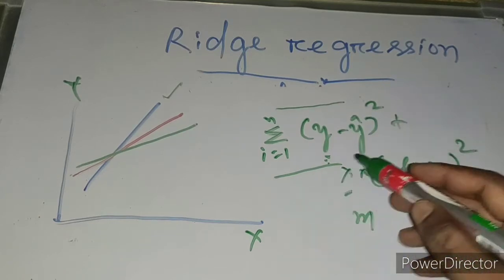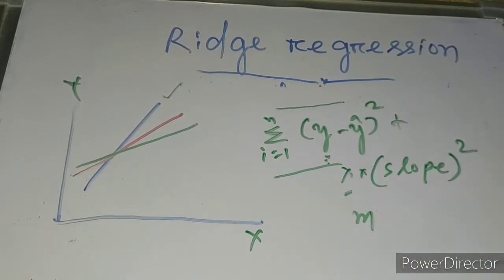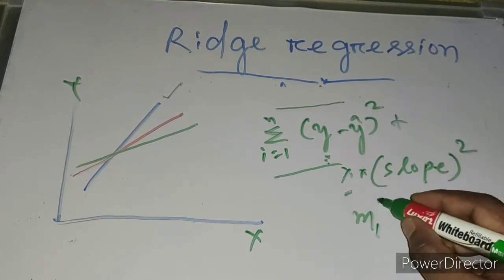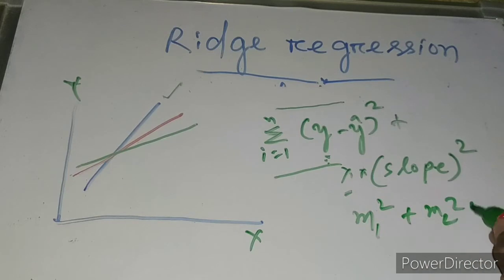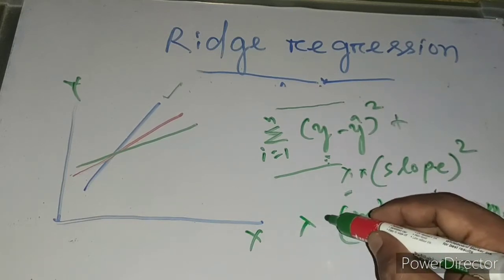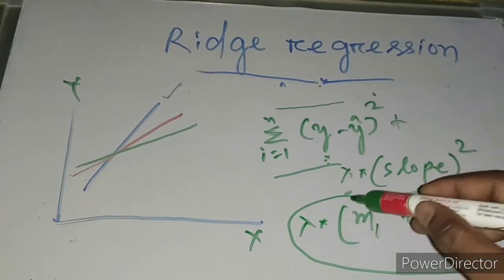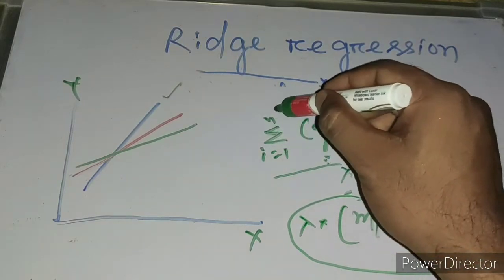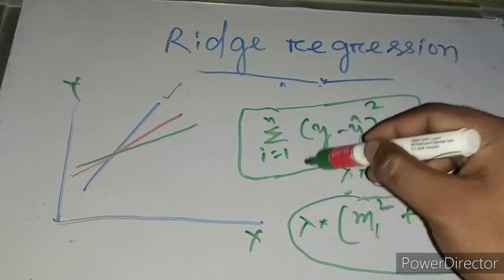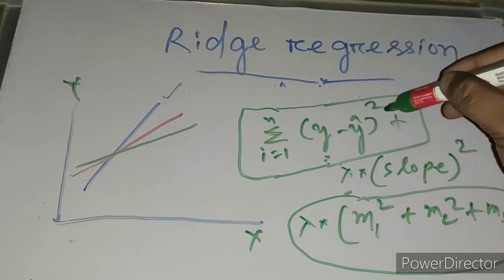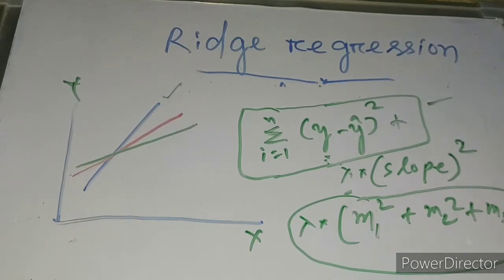we can say here lambda into m square simply. If there are multiple m values, multiple features, then we can say here m1 square, m2 square, m3 square, like this, whole into lambda value, and the entire calculation will be added with the sum of residuals, which we have already learned in linear regression. With that, it has to be added.